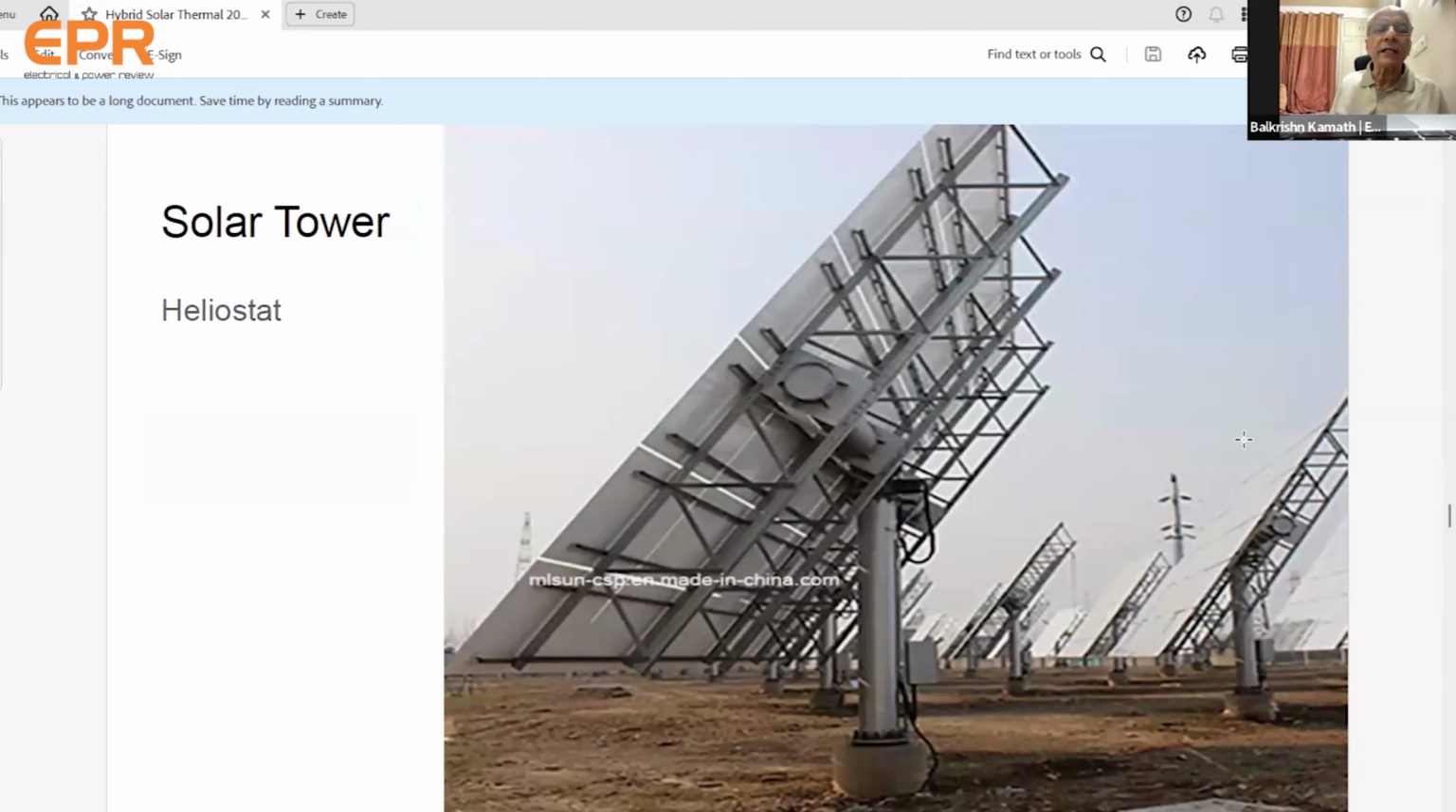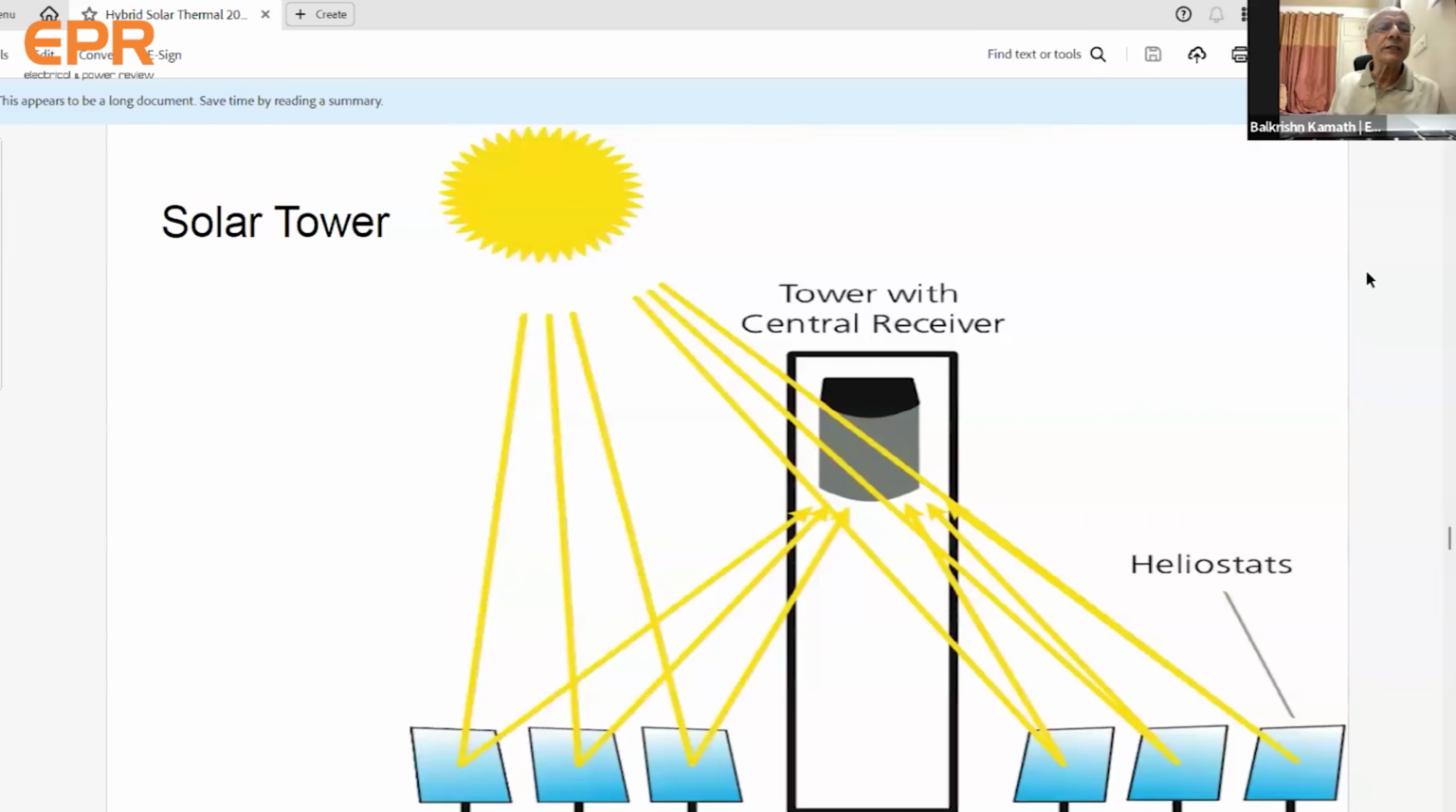You can see it can track the sun in 2 axes. It can go from east to west and also from north to south, because the sun moves from north to south during winter and summer. So it has to take care of that movement also, so that the reflected rays go exactly to the receiver at the top. That's why it has 2 axis tracking. You can see how the reflected rays are coming to the tower, and each heliostat is controlled by a computerized program so that the angle is fixed and the rays are exactly pointed towards the receiver.